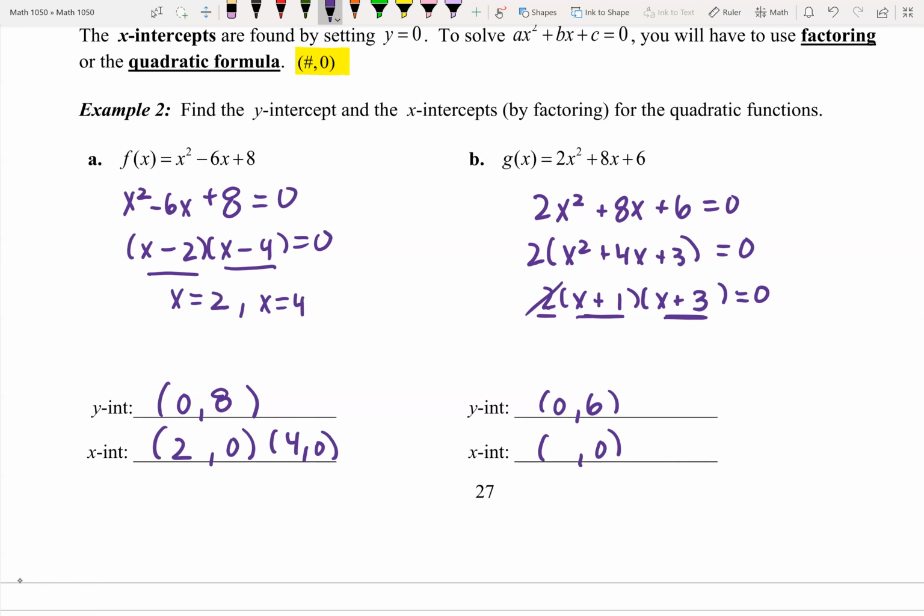Completing the square. Okay, before we start, I want you to listen. Just relax for a second, I need to say something.